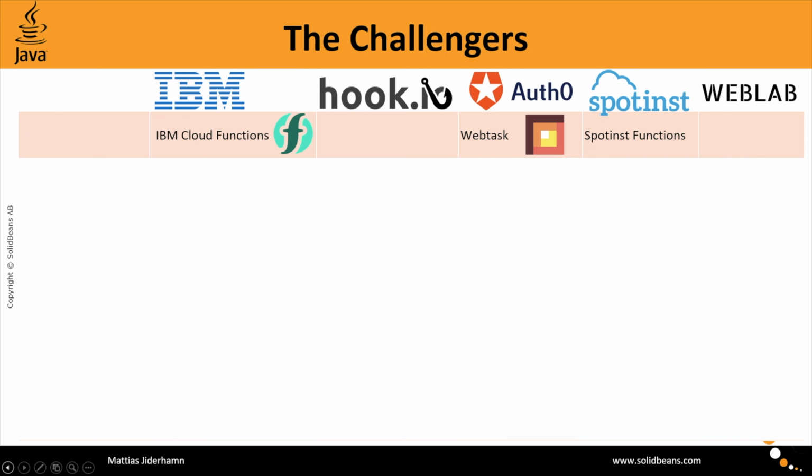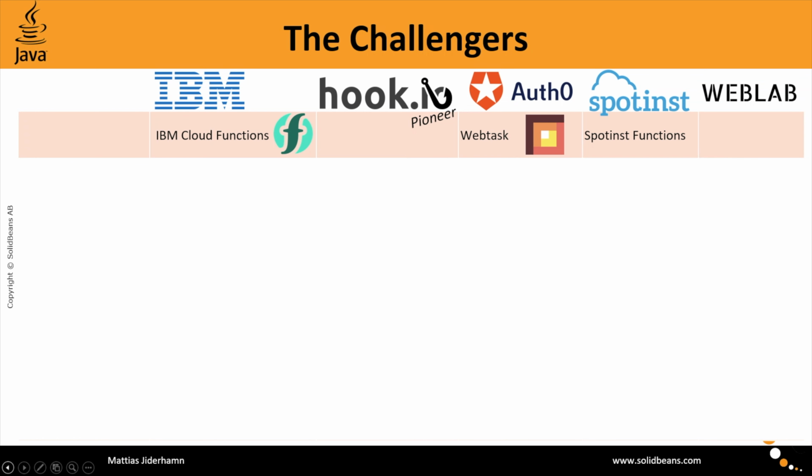Then there are some challengers. We have IBM, most notably. They have these cloud functions, the same name as Google, unfortunately. We also have something called Hook.io. They were actually the pioneers in this field back in 2014, before AWS.